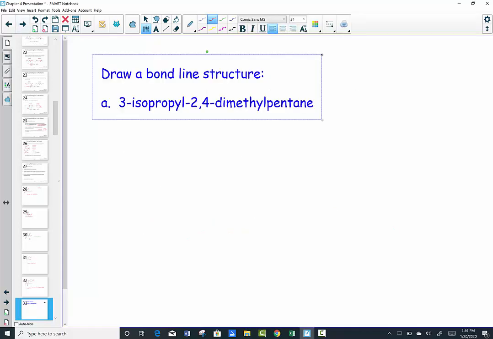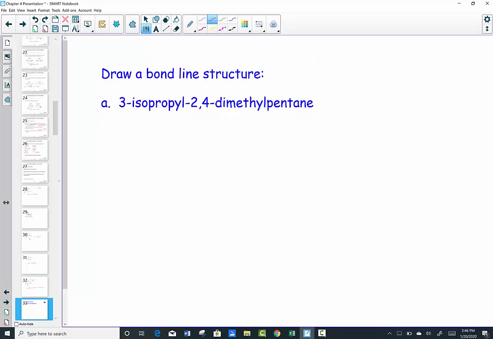I wanted to do one with you because in your homework you'll also be asked to go the opposite way. Take the name and draw the structure. What would a bond line structure look like for the compound 3-isopropyl, 2,4-dimethyl pentane? So what I'm going to do is just start with that parent and show a 5-carbon chain, and then once I get the connectivity figured out, then I'll be able to draw the line structure from it. But I want to see what's attached where.